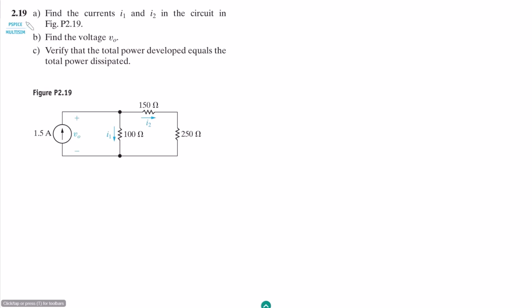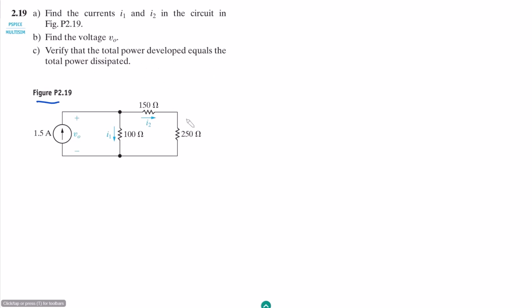So this is question 2.19, and the statement of this question is, part A of it is, find the current I1 and I2 in the circuit in figure P2.19. So this is figure P2.19. B is find the voltage, which is here. This is the voltage V naught, and part C is verify that the total power developed equals the total power dissipated.